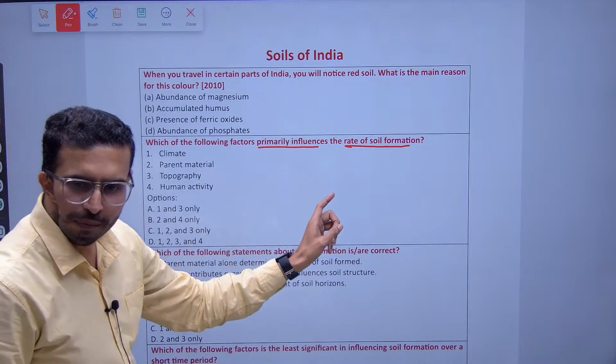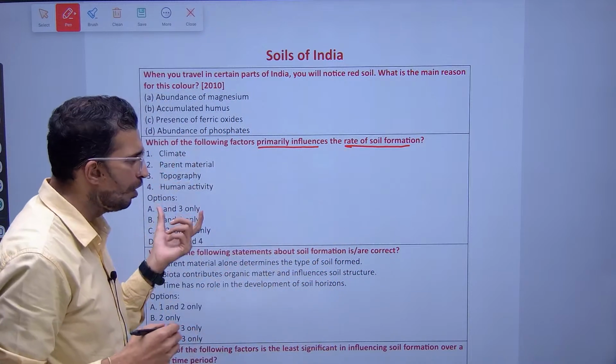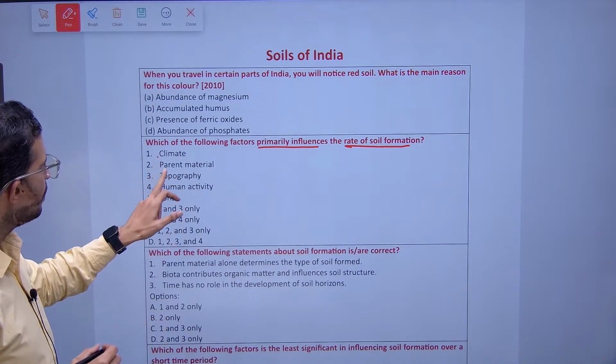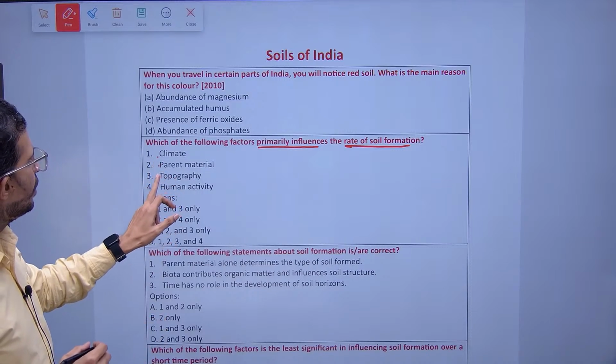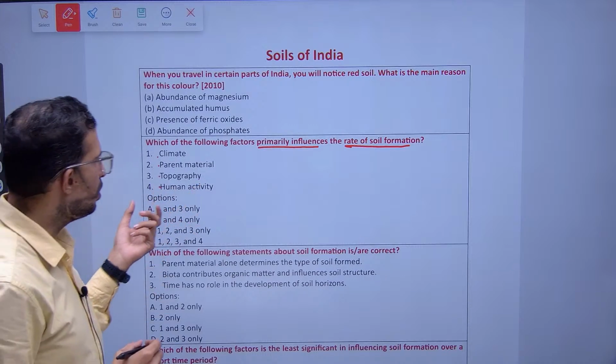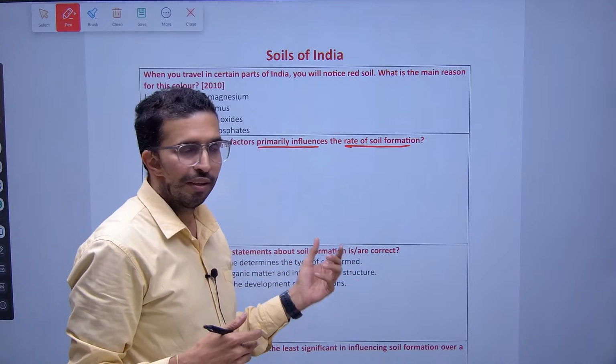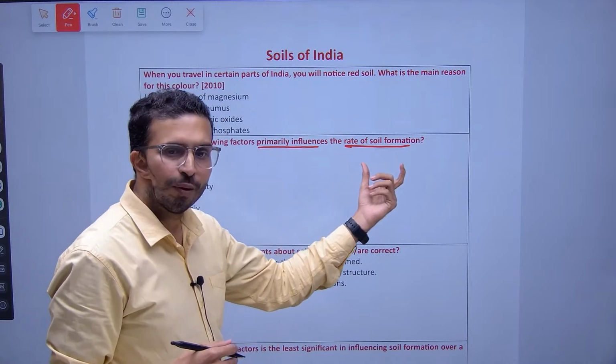Factors responsible for the soil formation. Like which of the following factors? They have given the option. See, they have given climate, parent material, topography, relief, or the human activity. What is the answer? That's we are going to study after the topic completion. That is the factors responsible for the soil formation.